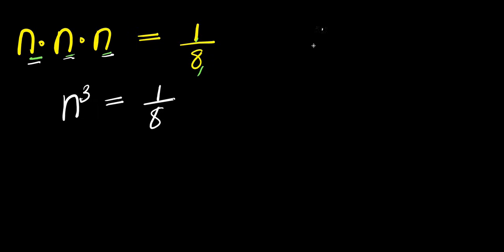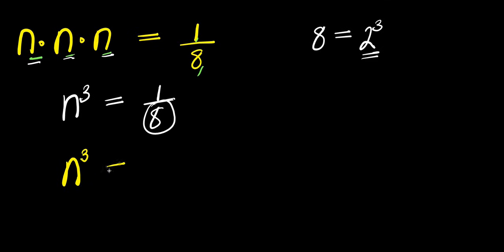And you have 8, this is 2 to the power of 3. That is 2 times 2 times 2. So we are going to express this in here using this 2 power 3. So we will simply have n power 3 equals 1 divided by 2 power 3.